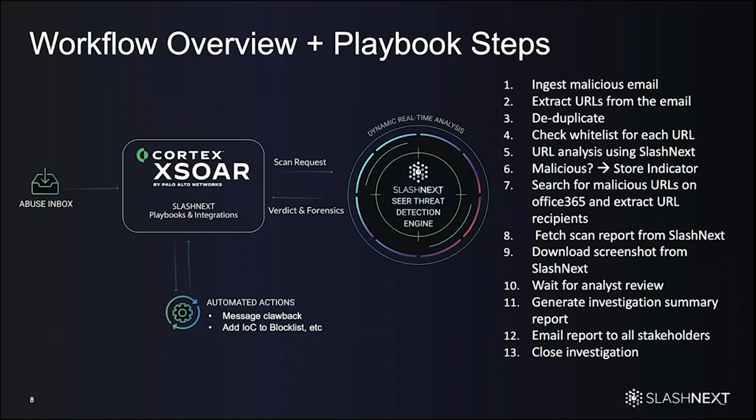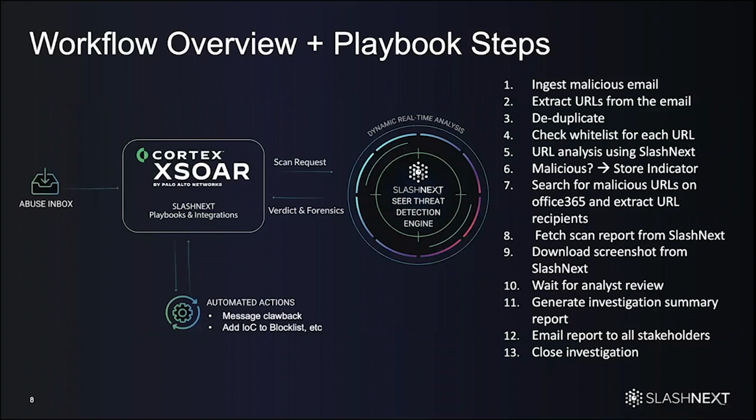Now we're going to take you through an overview of the workflow we're going to demo today. An email will first come into an abuse inbox. The Cortex XSOAR platform will ingest that submission from a user. It will then extract all of the URLs from that email using one of the playbook actions. It will deduplicate. At first, we've curated the playbook to check a whitelist for each of those URLs. And then we're going to leverage our SlashNext technology to determine whether or not that URL is malicious.